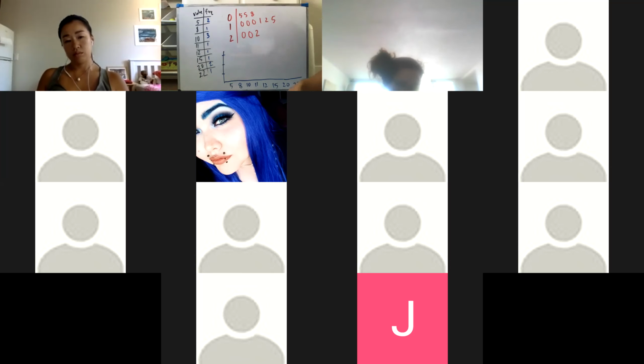And then you just draw the bars. So 5, there's 2. Should go up to 2. 8, there's 1, so just up to 1. 10 is 3. Nothing crazy going on here, just drawing my bar graph. 12 just is 1.